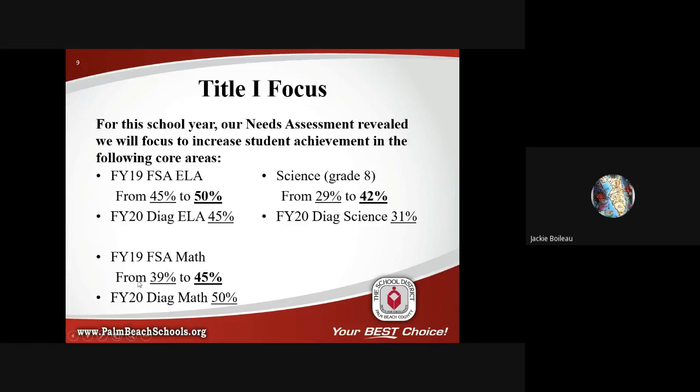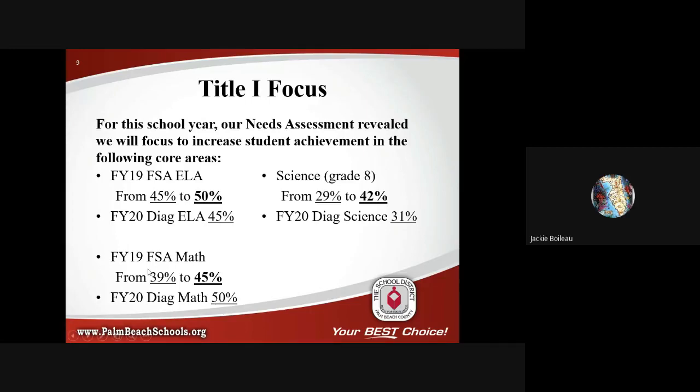FSA math, from school year 19, it was 39%. The goal was 45%. Okay, now look at this jump. End of the year for math from FY19 was 39%. When they took the math diagnostic in January of FY20, they already were at 50%. So that's huge. That's a huge growth.